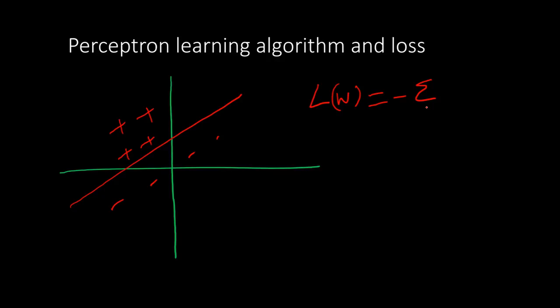So for the points that are misclassified, we will have this W transpose xi plus b, and times the ti, which is going to have a negative sign. So here i belongs to the set of misclassified points. i is only the misclassified points.